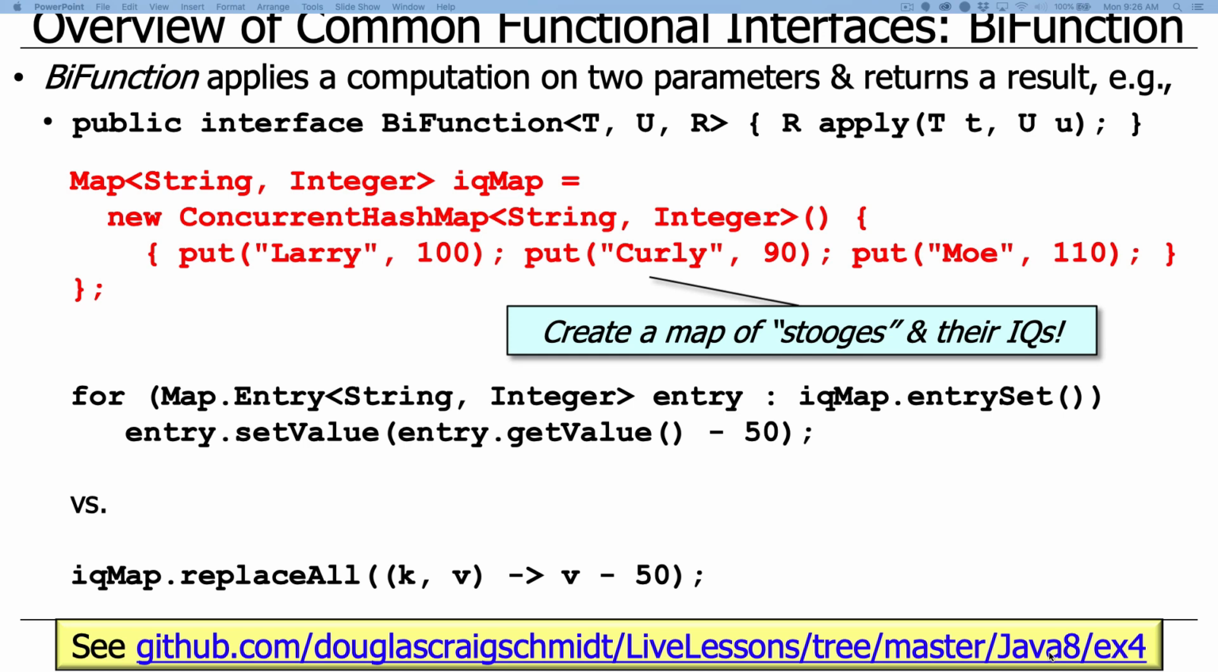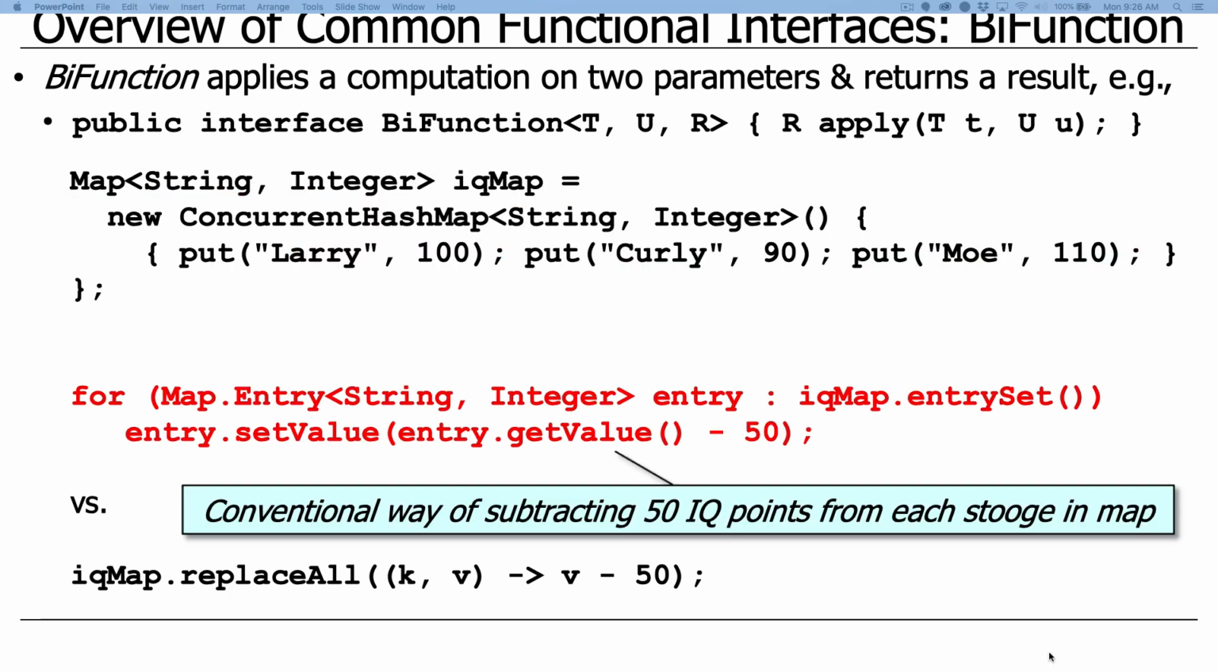Let's use our stoogemap again, just for kicks. So here's the stoogemap: Larry, Curly, and Moe. Except this time we're going to do something a little different. This time we're going to compare and contrast 2 alternative ways for subtracting a certain amount of IQ points from each value for each stooge in the map.